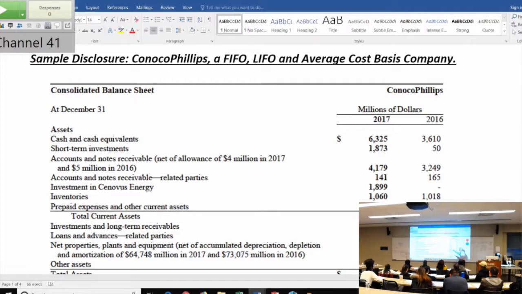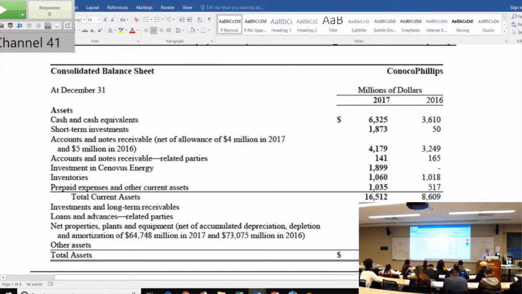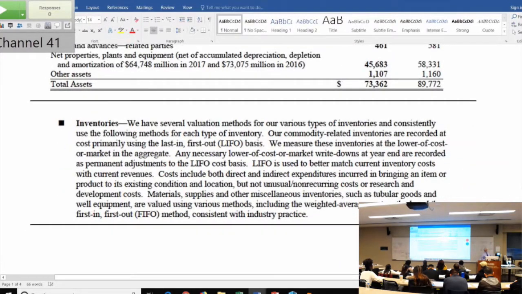So their inventory is going to be 1,060,000, and these are lines, so it's 1,018. So this is the ending inventory. Now, to find out what's going on, we look first at management's discussion and analysis. So we went through the annual report components. That's from the annual report.